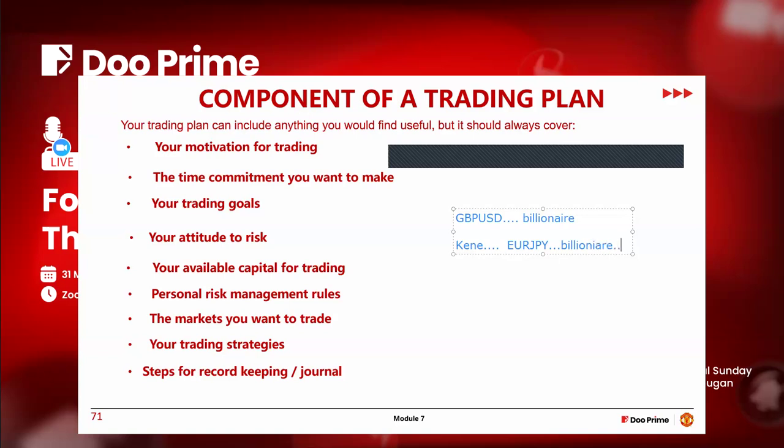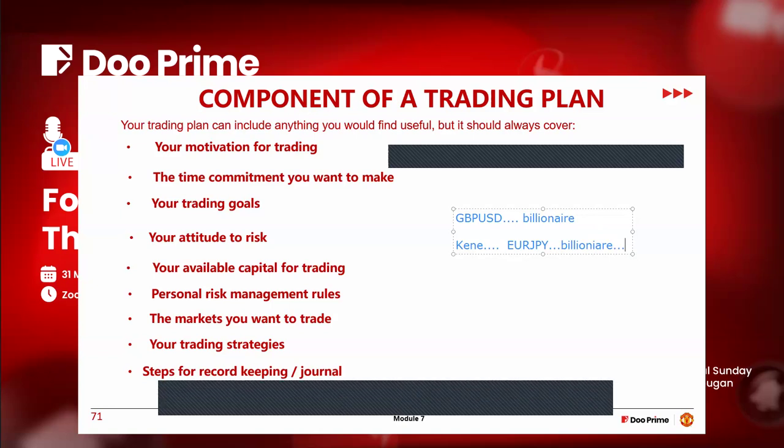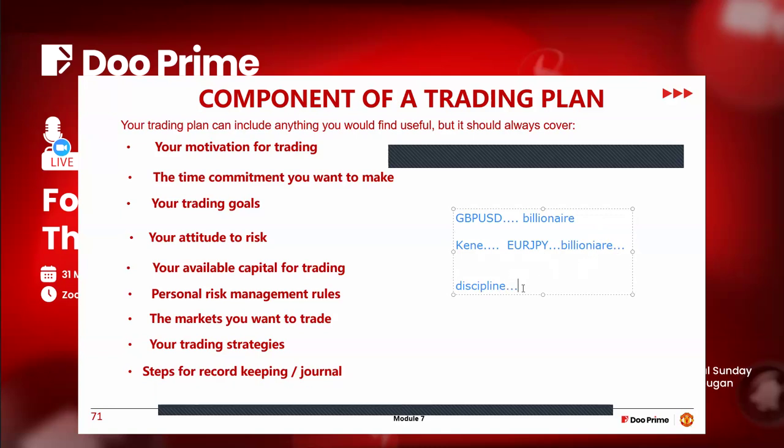Now, what makes these people billionaires with just one pair? I said it earlier: discipline. Sticking to just one thing that works.